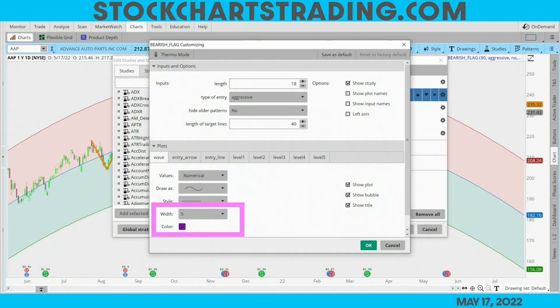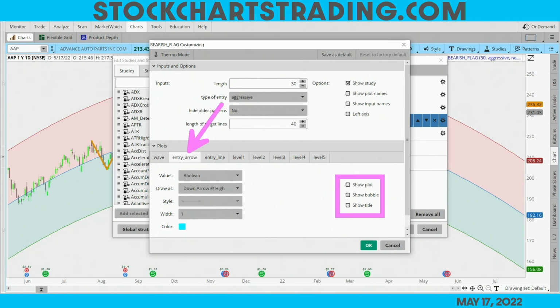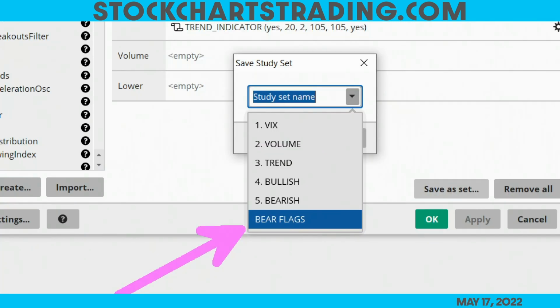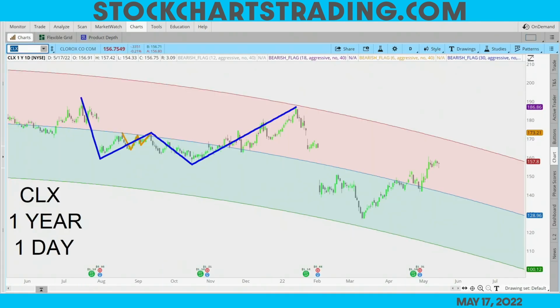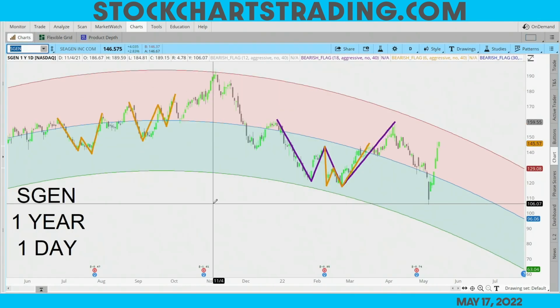You can increase the size of the lines and the color on each one, even going up to 30 or higher, which will be shown in blue. Another thing that I do is I take off all of the other study effects by unchecking the boxes, even all the target lines, go ahead and uncheck. I personally save this to bear flags. Now I can review each chart that we saved to do a better analysis.